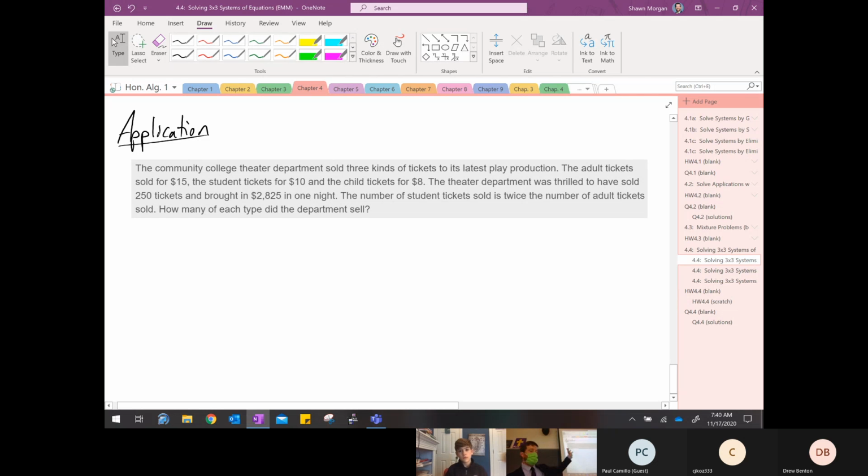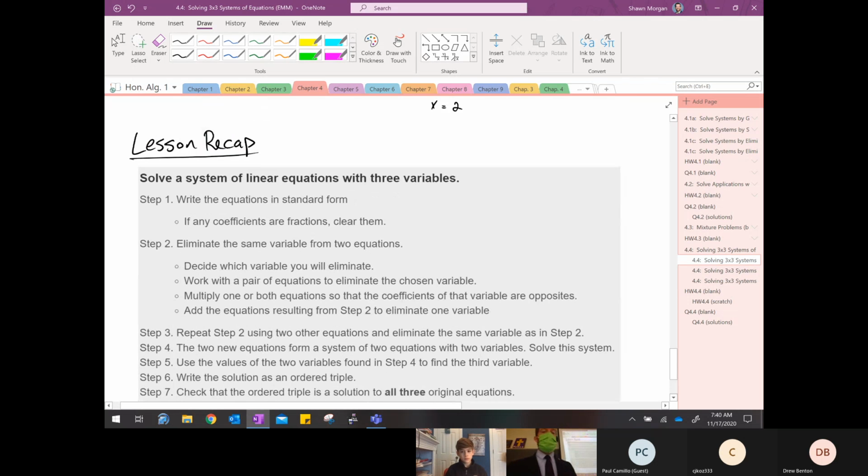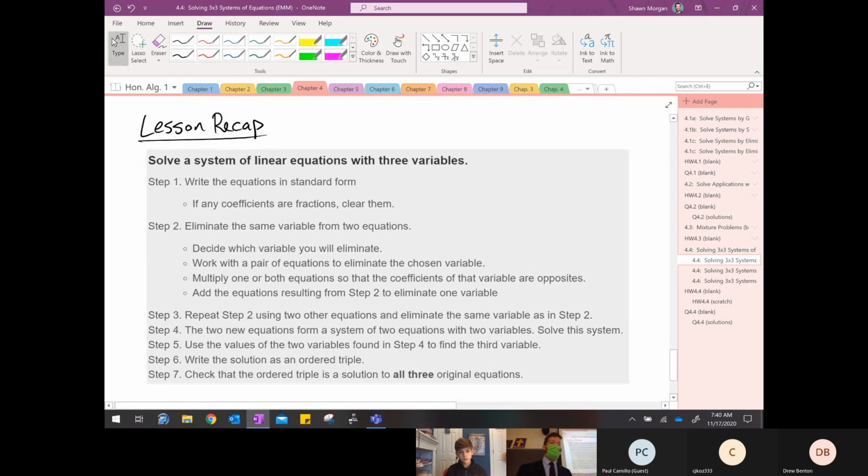It's in the context of some community college selling tickets to their theater program. So we wouldn't write up our answers in an ordered triple in that case. All right. Now, in the textbook, if you follow along, there's a nice little recap of how this process works. We're not going to spend time writing that down right now, but it's pretty much a summary of what I've taught you yesterday and today.